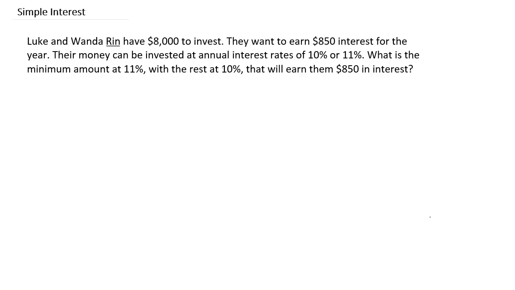In this video, we're going to take a look at simple interest word problems. So let's take a look at this example here. Luke and Wanda Rin have $8,000 to invest. They want to earn $850 of interest for the year. Their money can be invested at annual interest rates of 10% or 11%. What is the minimum amount at 11% with the rest at 10% that will earn them $850 in interest?